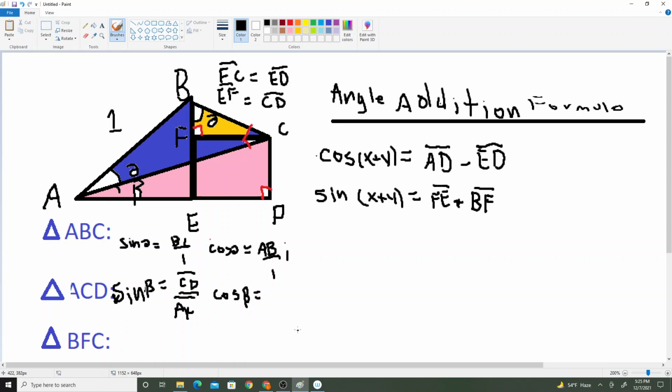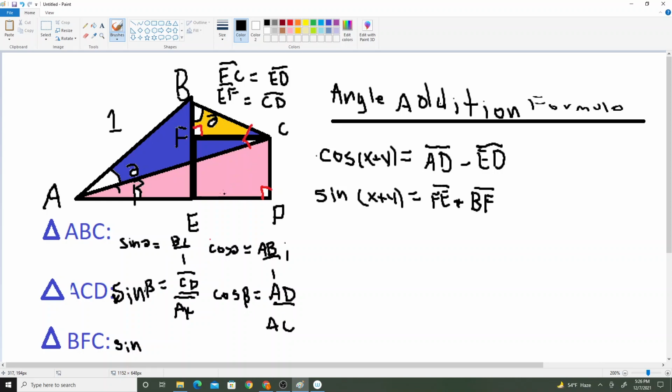Okay, and then cosine will be AD over AC, because adjacent is AD and hypotenuse is AC. Alright, very well. And then BFC is this small triangle right here, and our angle A is right here.